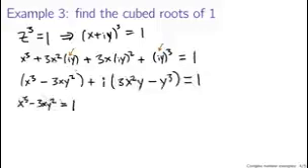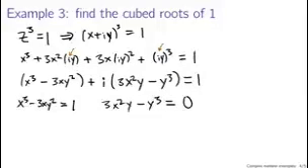And the imaginary part of the left-hand side, 3x squared y minus y cubed, has to equal the imaginary part of the right-hand side, 0. So those are our two equations. This one in particular is pretty easy to work with. We can simplify this. We can factor a y out. This is y times 3x squared minus y squared equals 0.